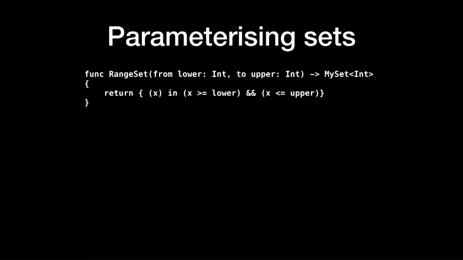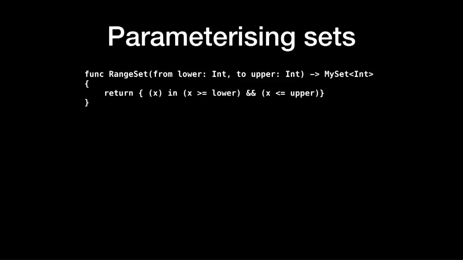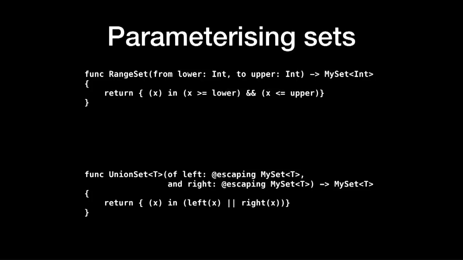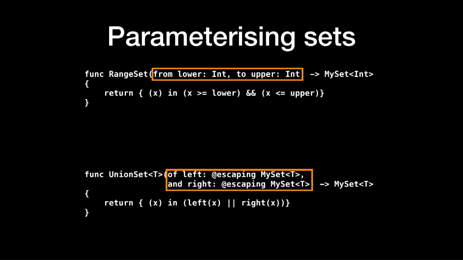And of course, we could go as deep into higher order land as we want. We could have sets that take sets and use those set memberships to tell us something about the set that we're looking at. So we can have a union by saying, I've got this set and I've got this set, and I'm going to capture those. And anything that is in at least one of these sets is also in my union set. So what we've done in both of these cases is taken this idea of setness, captured some information that's out there in the world, and used that to configure a particular instance of a set.